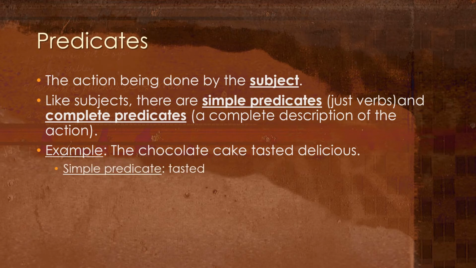Okay? This is our verb. And then if we add the adverb on the end of it to tell us how the cake tasted, we have tasted delicious. Okay? So again, very similar to what we had before. It's almost a mirror image of what we saw with the subject. We have tasted for our simple predicate and tasted delicious for the complete predicate.